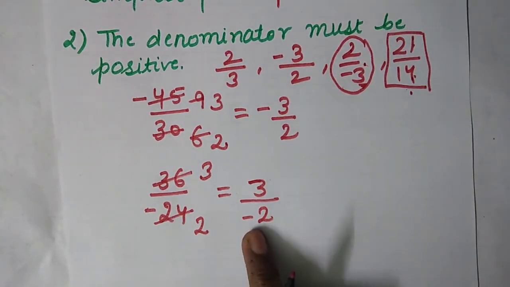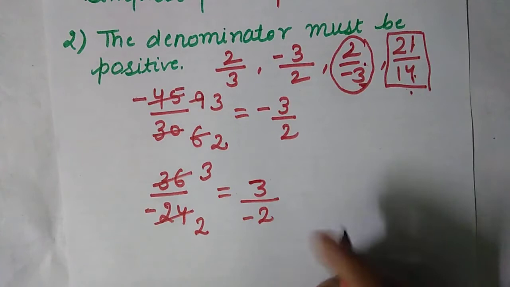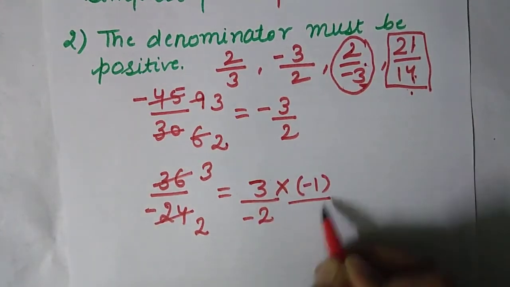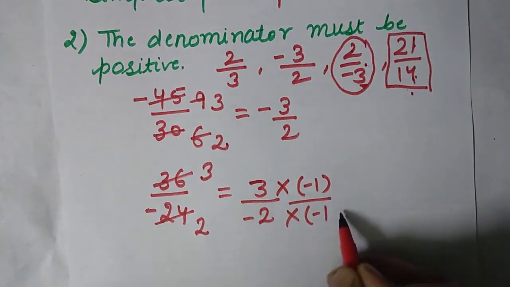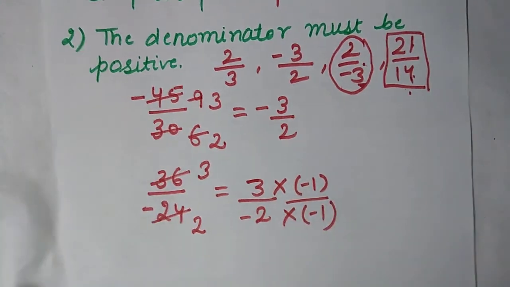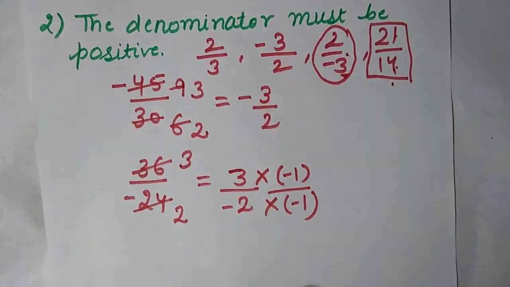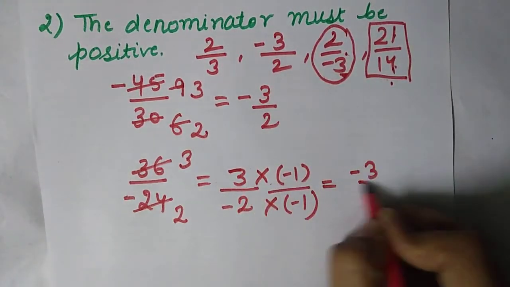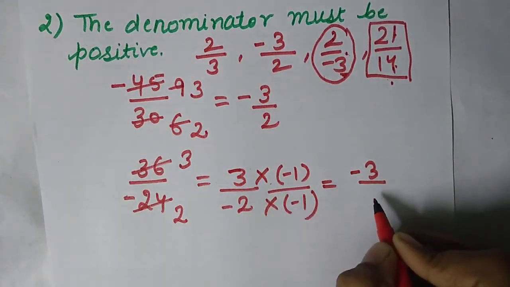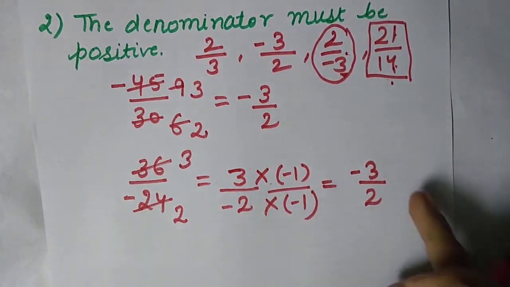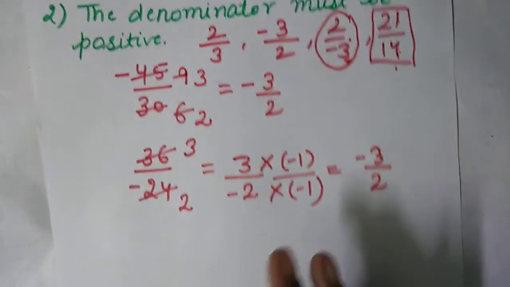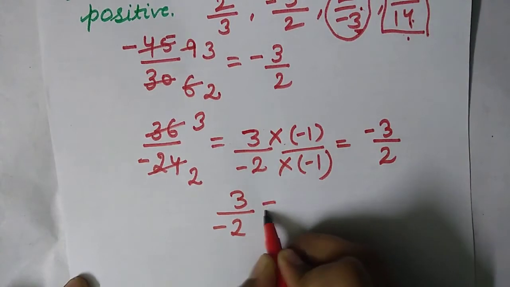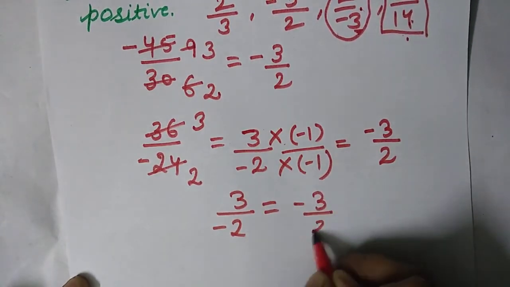For removing the minus from the denominator, we have to multiply the numerator and denominator by minus 1. So 3 into minus 1 is minus 3, and minus 2 into minus 1 is plus 2. So now this is the standard form. We can say that 3 over minus 2 is the same as minus 3 by 2.